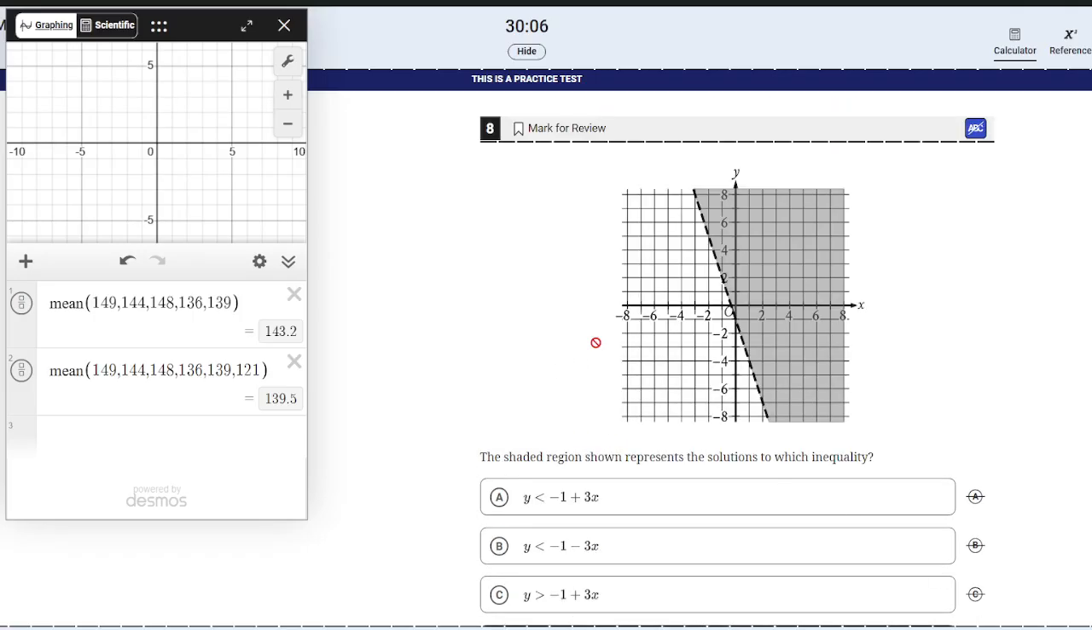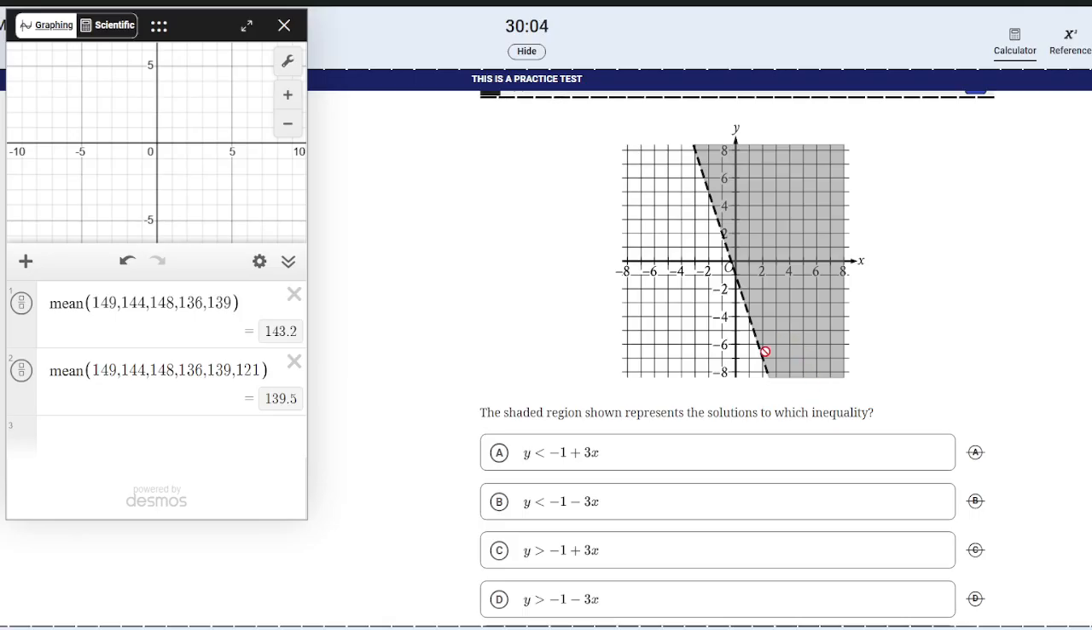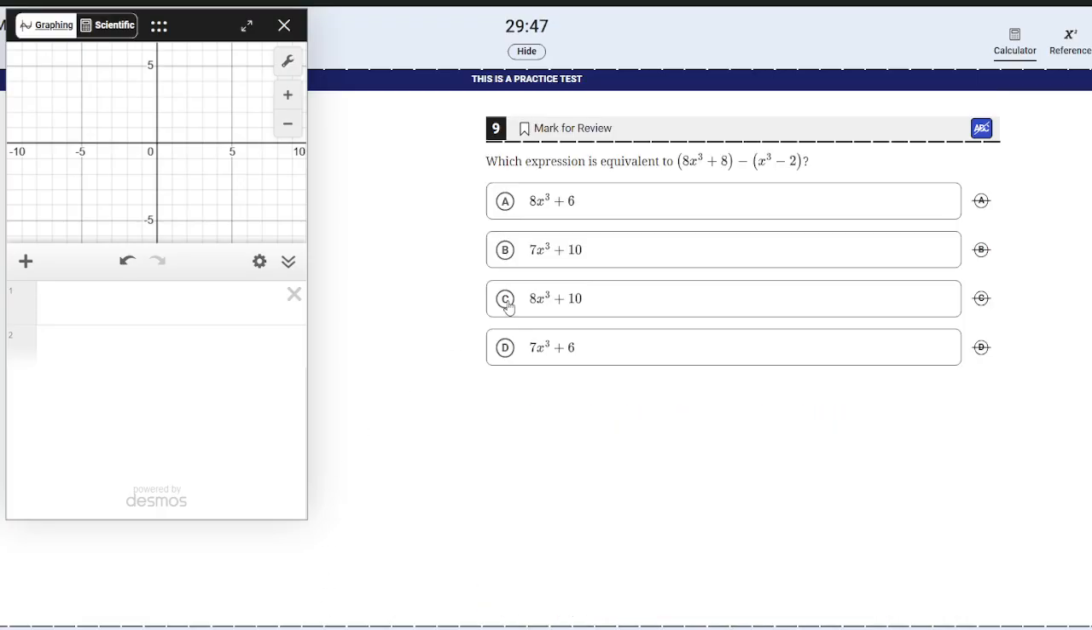Okay, so the shaded region, if it's on the left, it's going to be less. If it's on the right, it's going to be greater. So it's going to be off the line, by the way. So y is going to be greater than, let's take a look at the y-intercept, -1, and it is a negative slope. So D is going to be our answer.